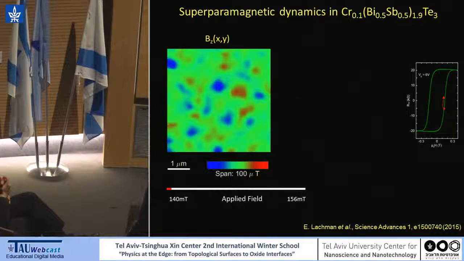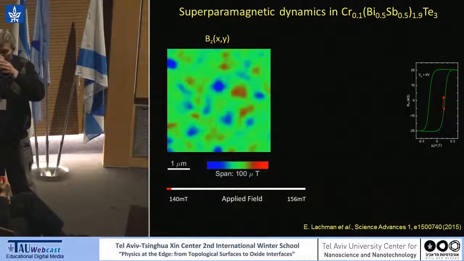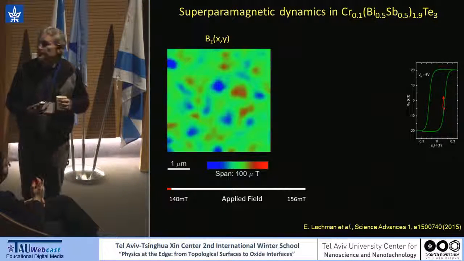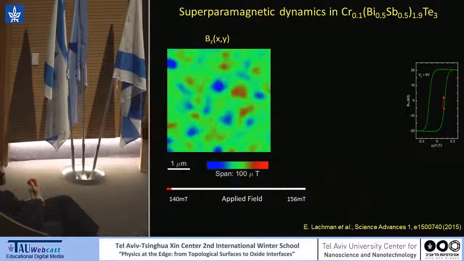Is it known whether this is a block or nail type of wall in the domains? Good question. I don't think it's known. We cannot tell. In which direction is the field being applied?